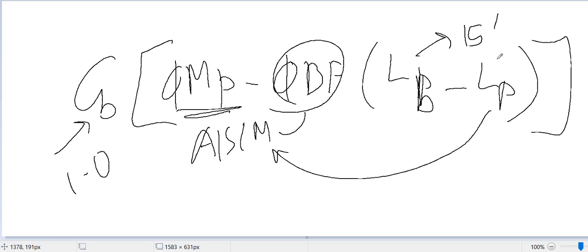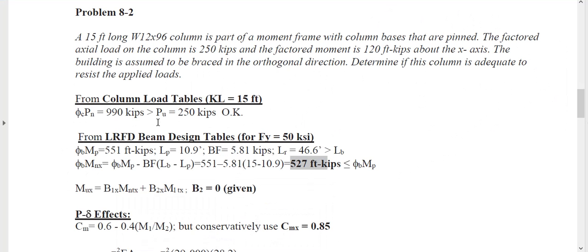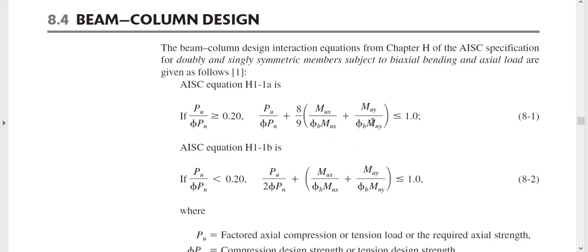Okay, so let us see what they did. Here there is no phi, but actually there should be a phi here. Maybe by BF they mean phi BF. So they found this from the table and calculated it as 527, and this value must be less than this portion, which is 551. So we got our moment capacity about the x-axis. We are not worried about moment capacity about the y-axis, because I have no moment about the y-axis.